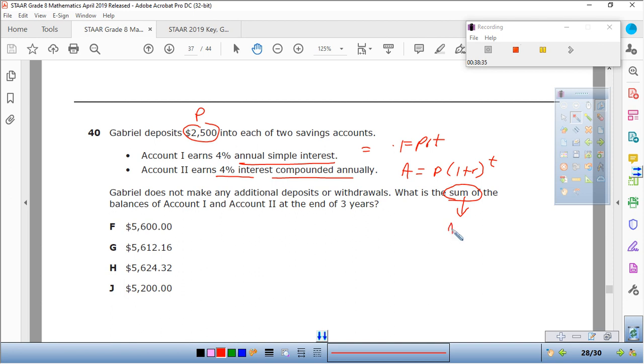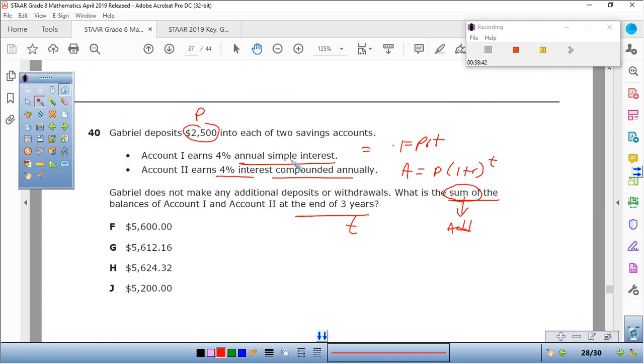What is the sum? What does sum mean to do? To add them all up. So add everything when you're finally done at the end of 3 years. So t is 3. So we have to do 2 of these. You can kind of think about it. Account 1. So help me out. Account 1 is going to be equal to, we need to use the simple interest, which is I equals PRT. P is equal to 2,500.